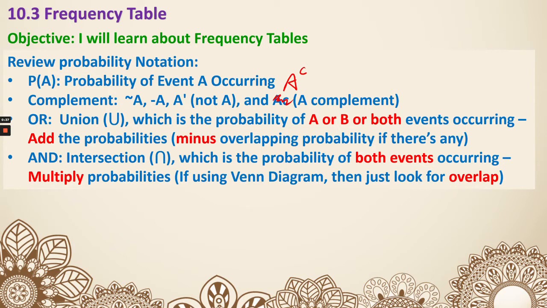Next, or, which is union, which is the probability of A or B or both, emphasizing both. That's why when we shade the Venn diagram, we also shade the middle part. As for the calculation, we add the probabilities separately. Then we subtract the overlapping part, because we have included it twice, so we need to get rid of it once. And then we also learned about intersection, which is and. That is the probability of both events occurring, where we multiply the probabilities, and in the Venn diagram, we're just looking at the overlapping part in the middle.